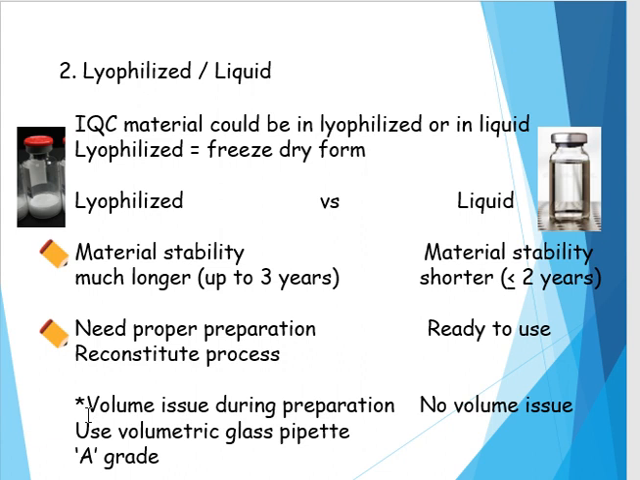Because for lyophilized, there is a volume issue during the preparation. So during reconstitution of lyophilized QC, we need to use a tool that can deliver volume with high accuracy. If the volume used is not correct, it can affect the concentration of the analyte in the material, the analyte of interest, the test that we want to test. Usually we use a volumetric glass pipette with A grade. What is reconstitute? It means the process of restoring something dry to its original state by adding water or solution into it. For liquid, no volume issue.